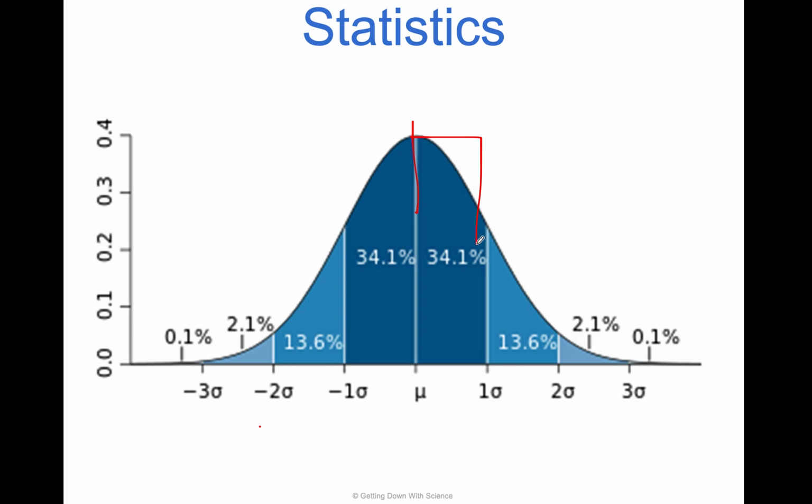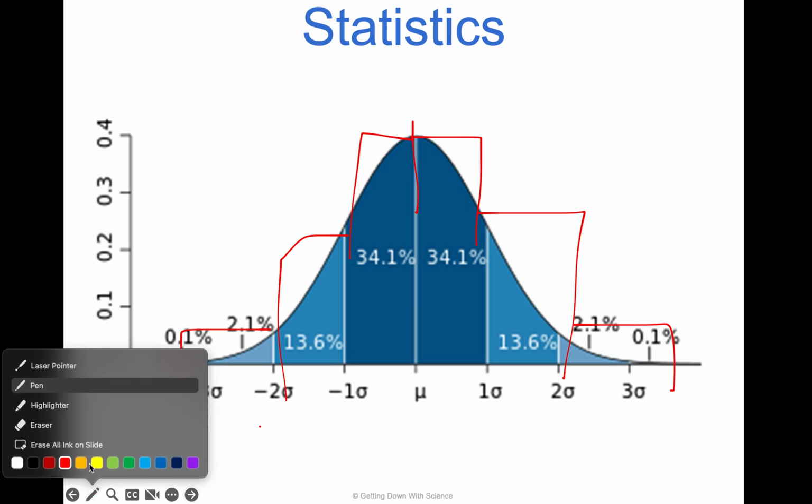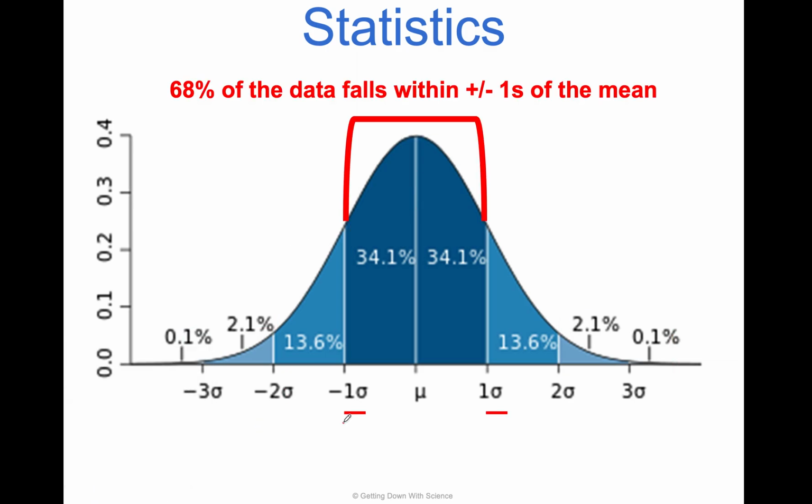1 standard deviation of the mean on either side. 2 standard deviations is 2 out on either side. 3 standard deviations is 3 out on either side. Get it? Got it? Good.